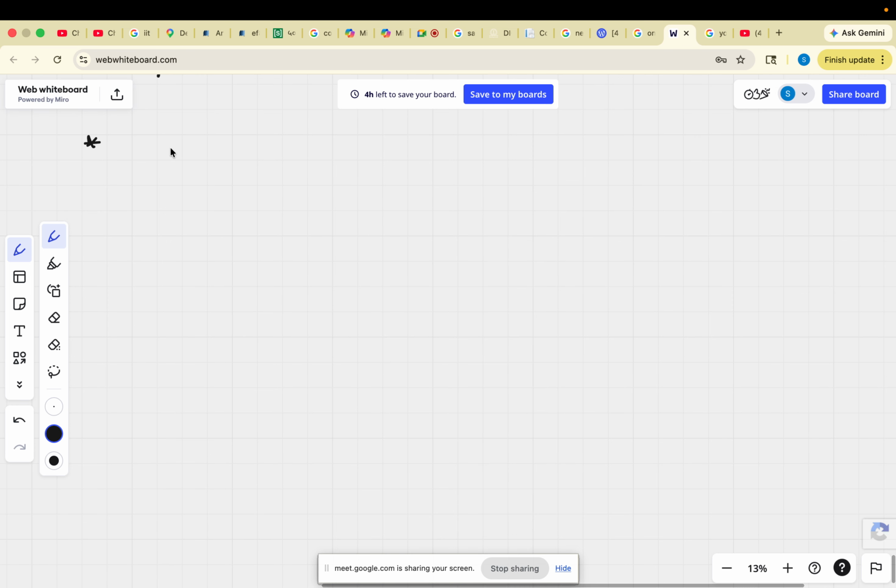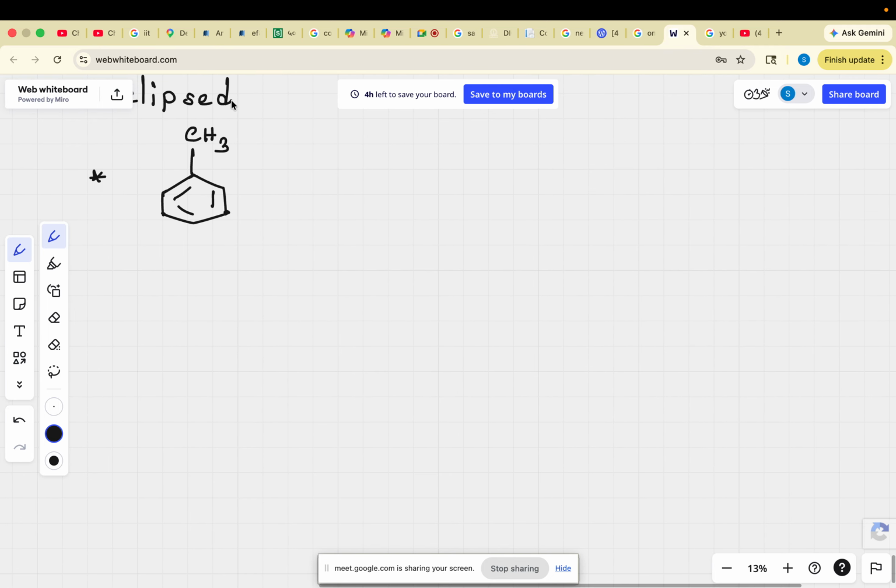Suppose you have this toluene molecule. Tell me the point group of this toluene molecule. So you will have one C2 axis and 2 sigma v, which will lead to the C2v point group.